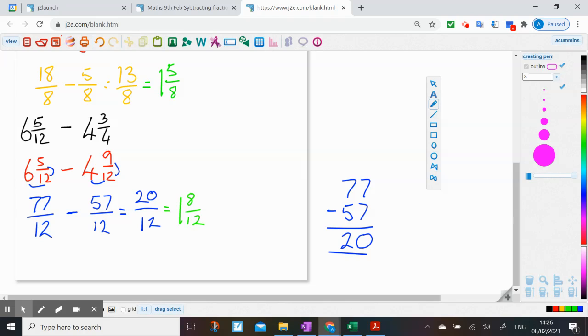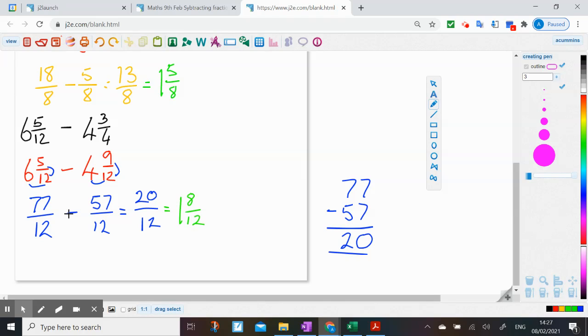8 and 12. They are both even. What times tables are they in? They are in the 2s, and they are both in the 4s. They're not both in the 6s, so we'll stop there. So the quickest thing to do is to divide them by that highest common factor, which in this case was 4.